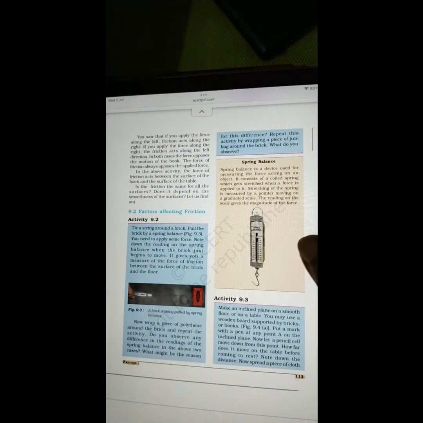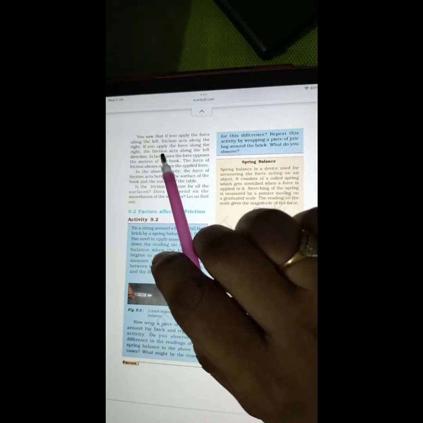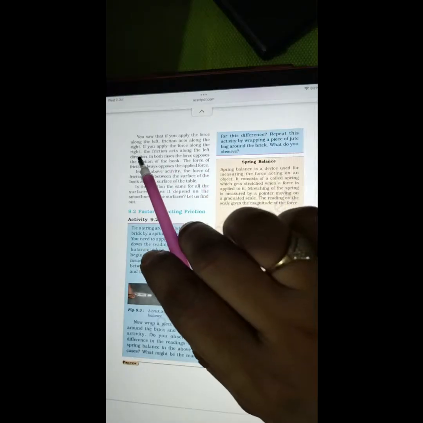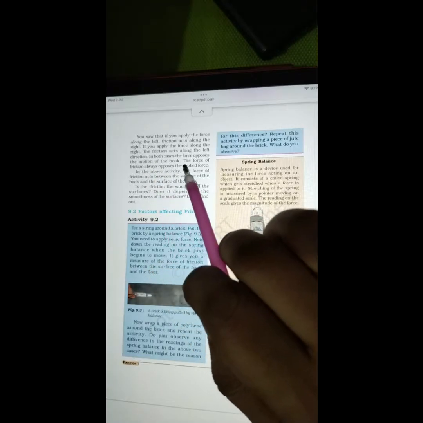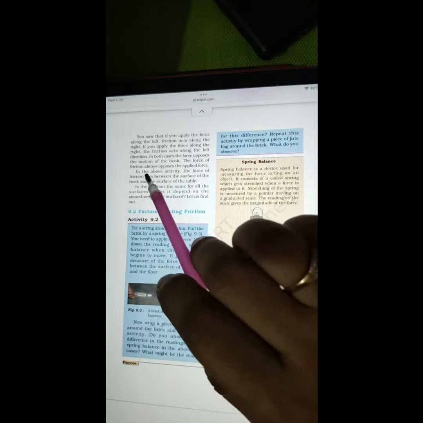Moving on to next page. You saw that if you apply the force along the left, friction acts along the right. If you apply the force along the right, the friction acts along the left direction. In both cases, the force opposes the motion of the book. The force of friction always opposes the applied force.